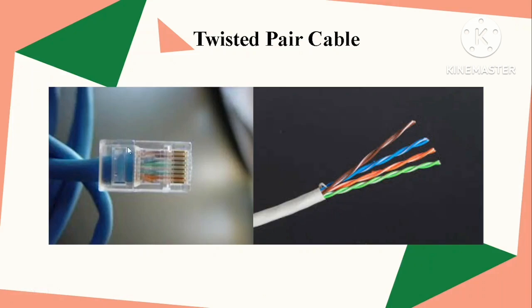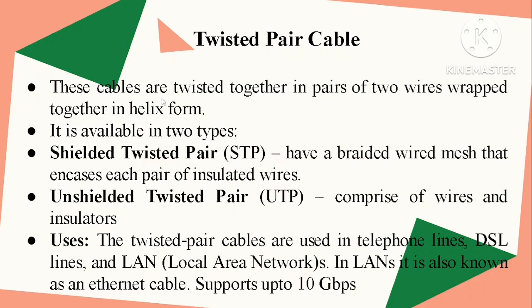See, you would have seen this at the rear of your CPU. This is a twisted pair cable and each of these wires is twisted in helix form. So this kind of cable is called a twisted pair cable. These cables are twisted together in pairs of two wires wrapped in helix form. Helix is like a DNA structure. It is again divided into two types: shielded twisted pair and unshielded twisted pair.